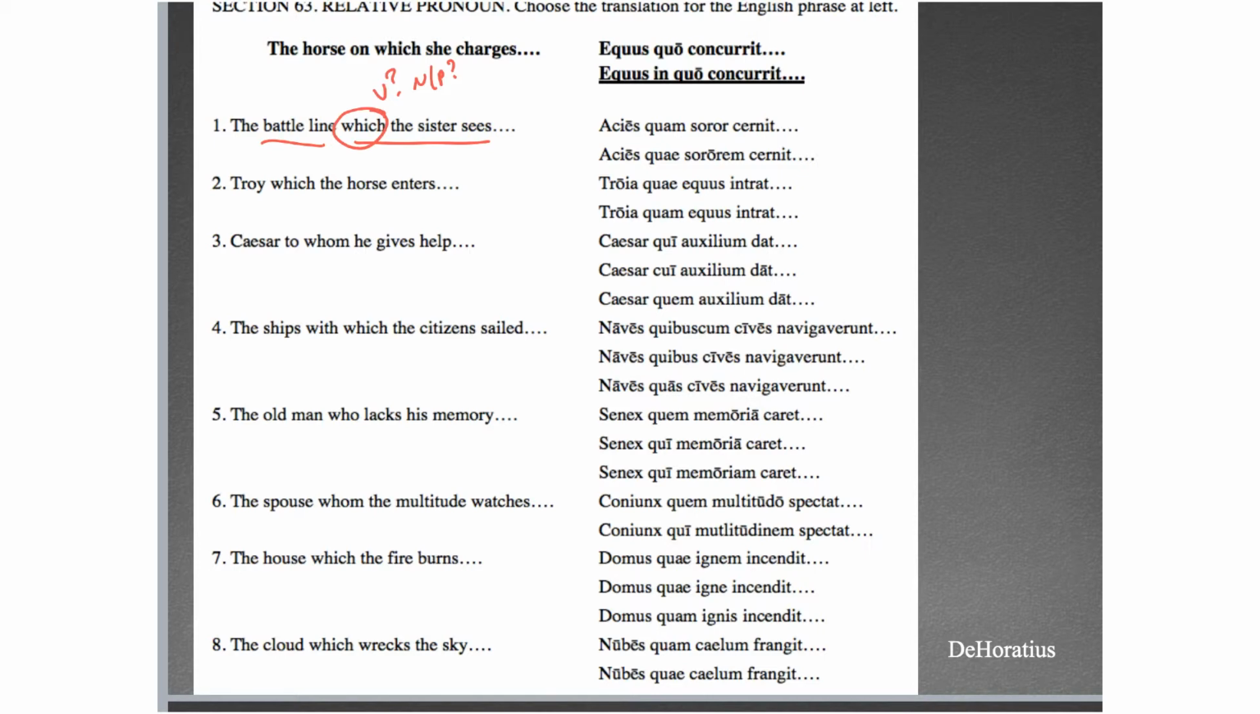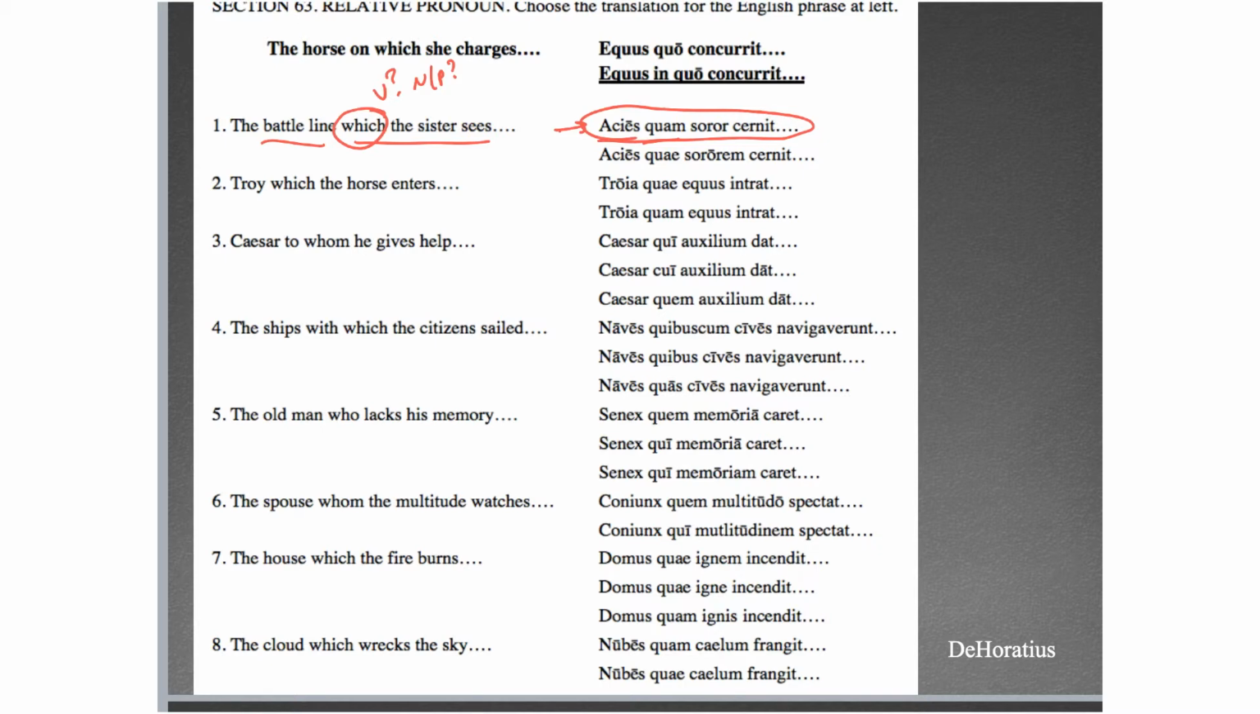So I need the accusative relative pronoun, which is in this first one. Quam is accusative. So that is going to be correct. So the battle line, acies quam soror cernet, which my sister sees. In the second choice, qui is nominative, right? So if you were to translate it, it would be the battle line, which sees my sister, which of course is not the case.